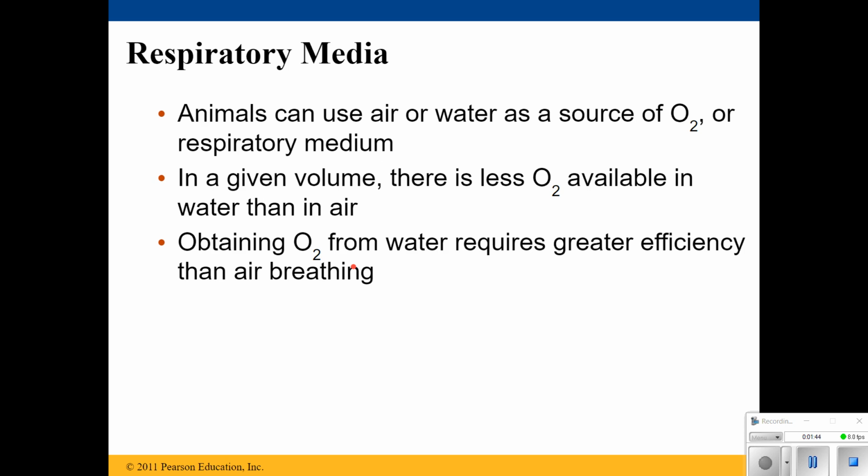Okay. Animals can use one of two mediums in order to get oxygen from their environment. They can either use air or water. We're going to talk about water first. Both of these mediums allow for movement of molecules from high to low concentration because they're both fluid. They both possess molecules that are moving around.